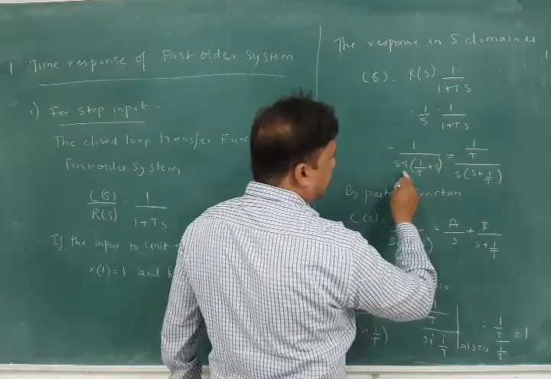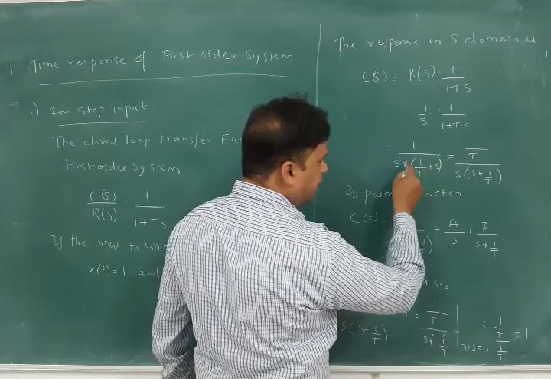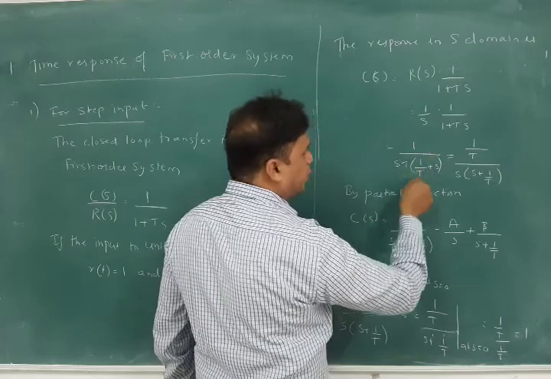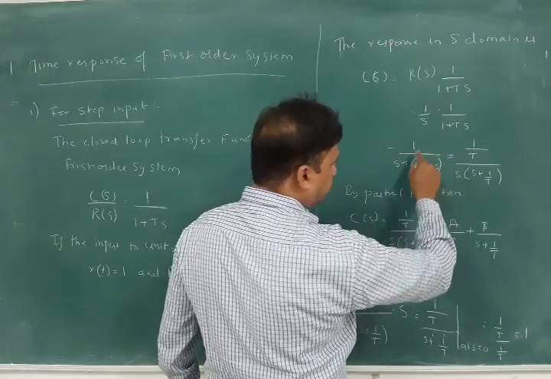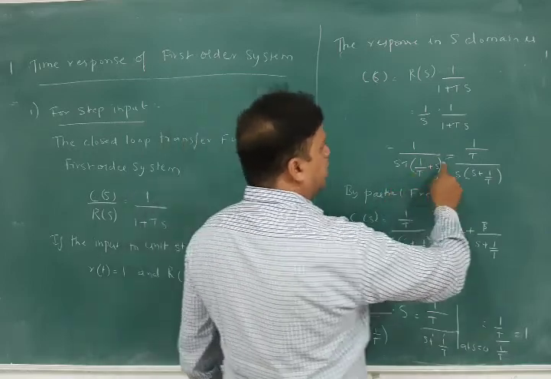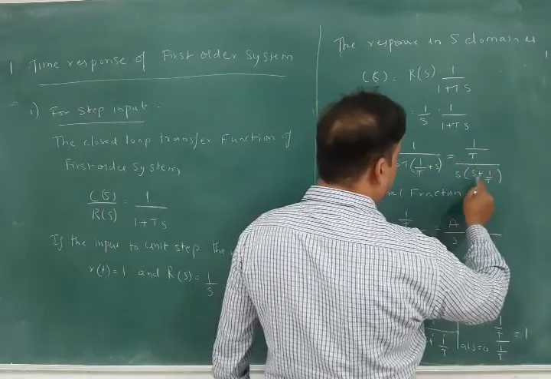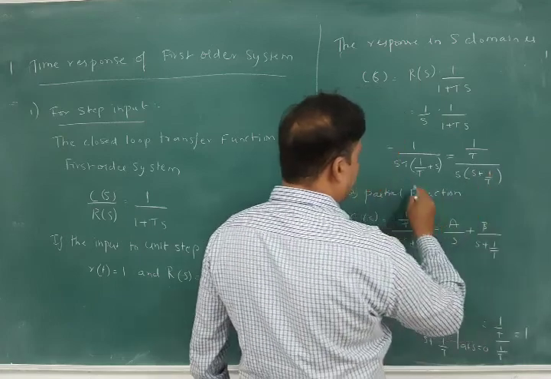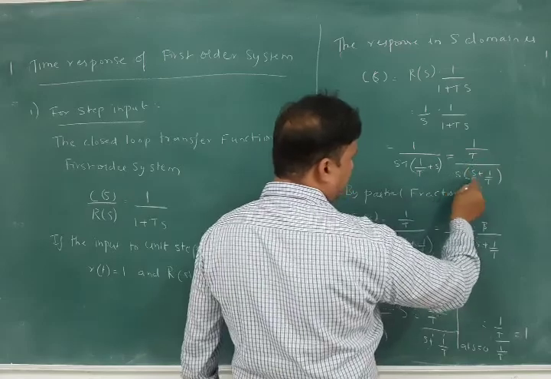1 by st into 1 by t plus s. If you see here, st multiplied, t gets cancelled. So we can write this equation in this way also. That is equal to 1 by t divided by s into s plus 1 by t. Okay, this can be written in this form also: 1 by t by s into s plus 1 by t.